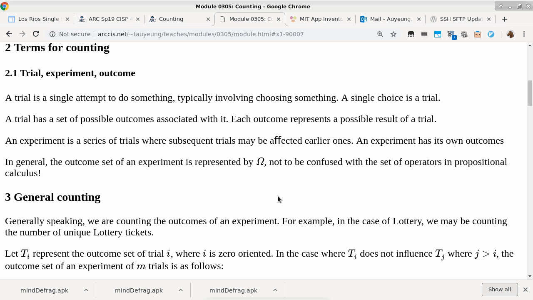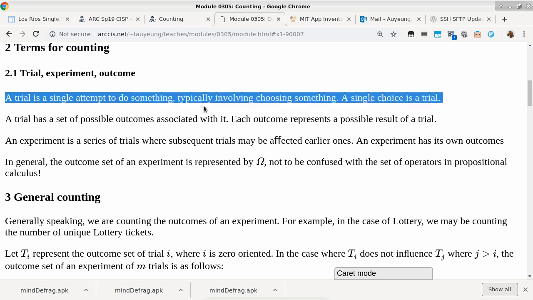All right. So there are a few terms we need to first understand. We start with a trial. A trial is a single attempt to do something, typically involving choosing something. A single choice is a trial.